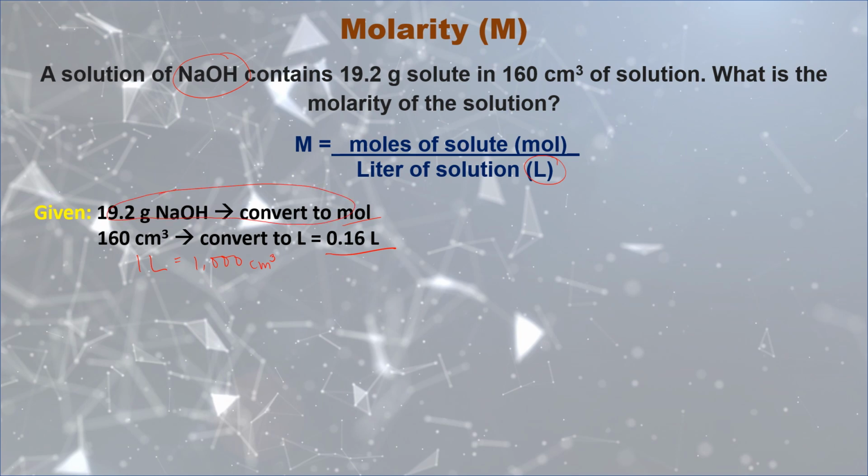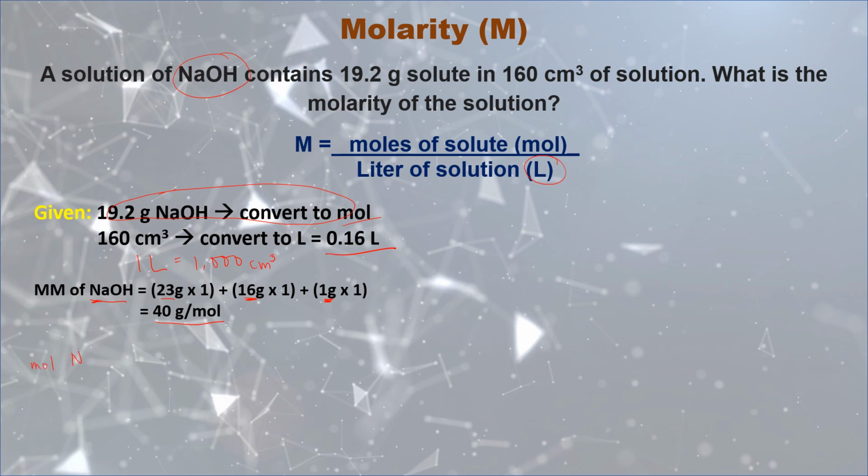Okay? So we are now going first to convert 19.2 grams to moles. Again, we need to get first the molecular mass of the sodium hydroxide. So the mass of sodium is 23 times 1 because it has only one sodium, plus 16 grams for oxygen times 1, plus 1 gram for hydrogen times 1. All in all, the molecular mass is 40 grams per mole. So we are now ready to convert this into moles.